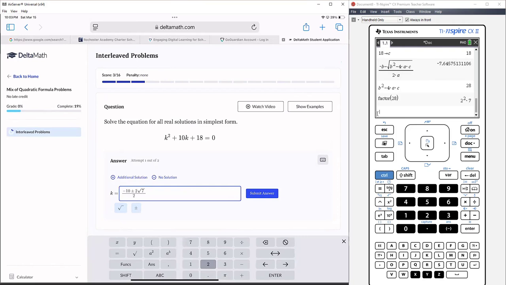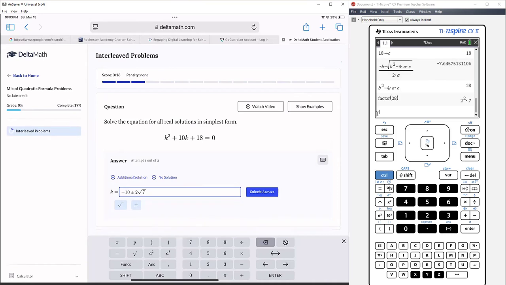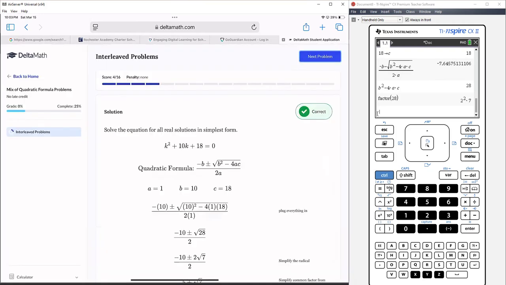I've simplified the radical, but I haven't simplified the fraction because the 2, the 10, and the negative 10 and the 2, I can always simplify that. I can take a 2 out. So let's do that. I'm going to come here, let's go all the way back. I'm going to delete this because I don't need that. And then I'm going to come over here, delete this 2, and divide 10 by 2, and I get 5. So this is the simplified radical and fraction. And it says, yes, that is correct.